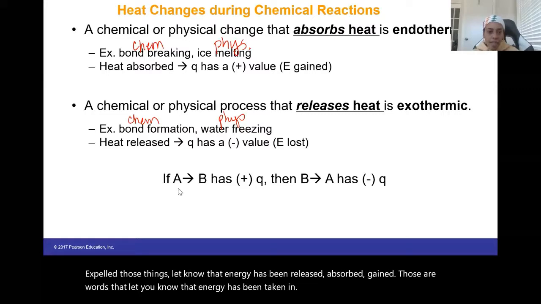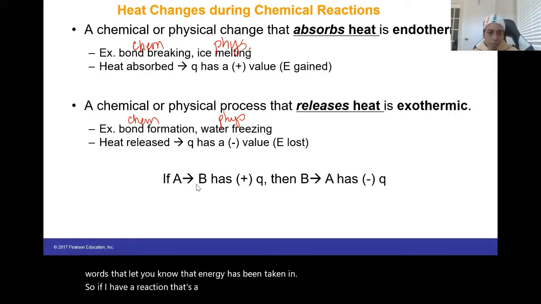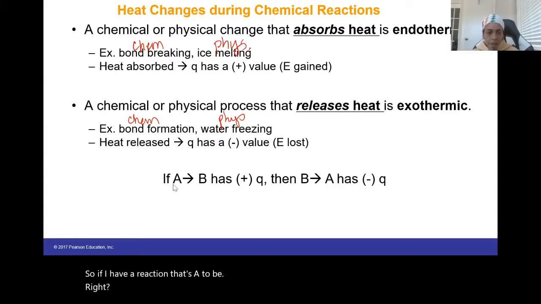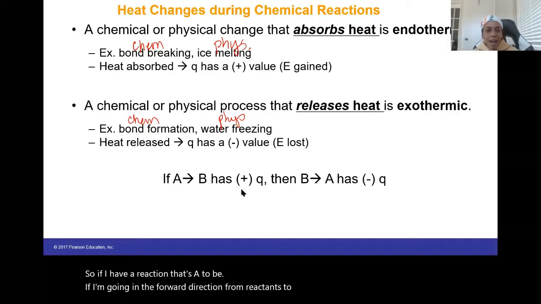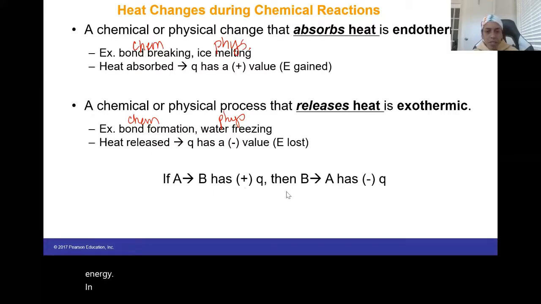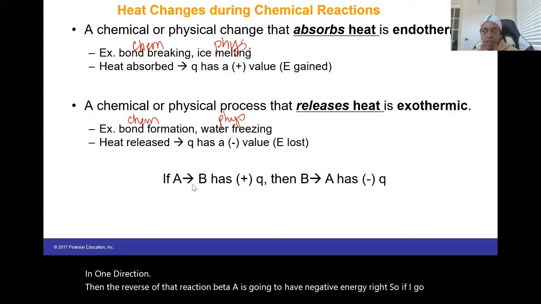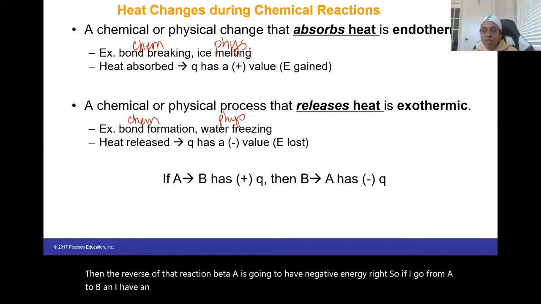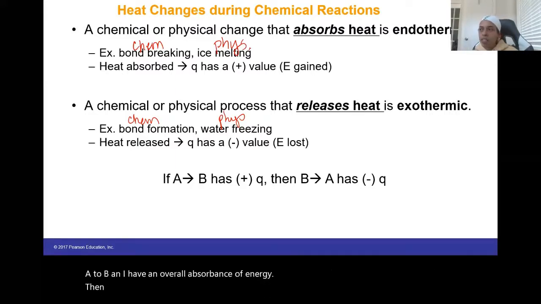So if I have a reaction that's A to B, right? If I'm going in the forward direction from reactants to products, and I have a positive amount of energy in one direction, then the reverse of that reaction, B to A, is going to have negative energy, right? So if I go from A to B and I have an overall absorbance of energy, then going in the opposite direction from B to A, I'm going to actually release energy. Got it?